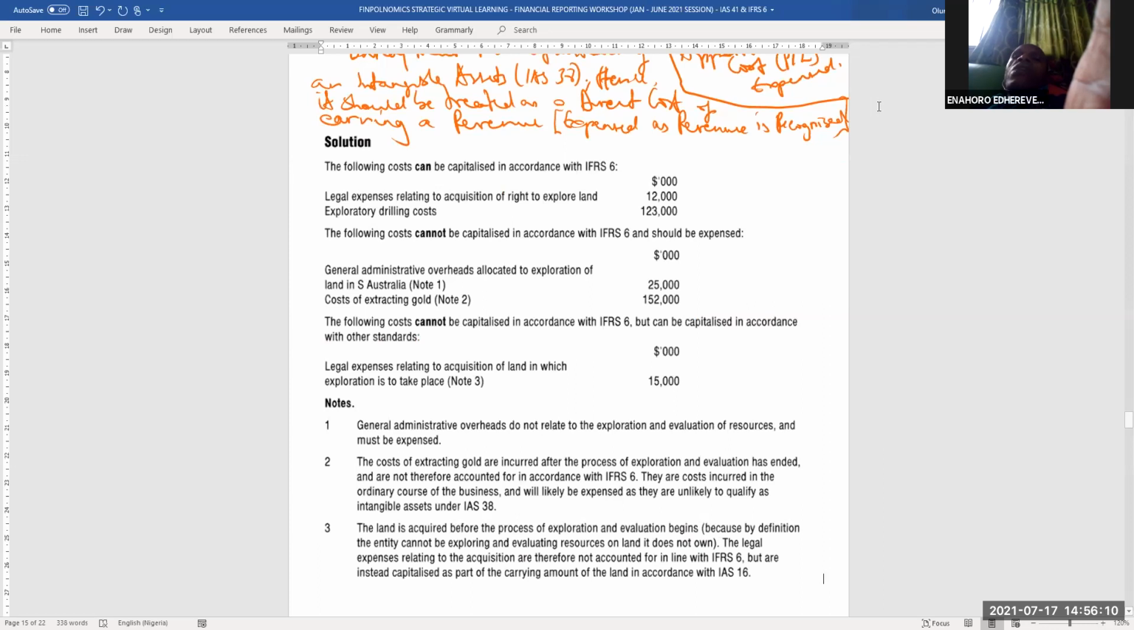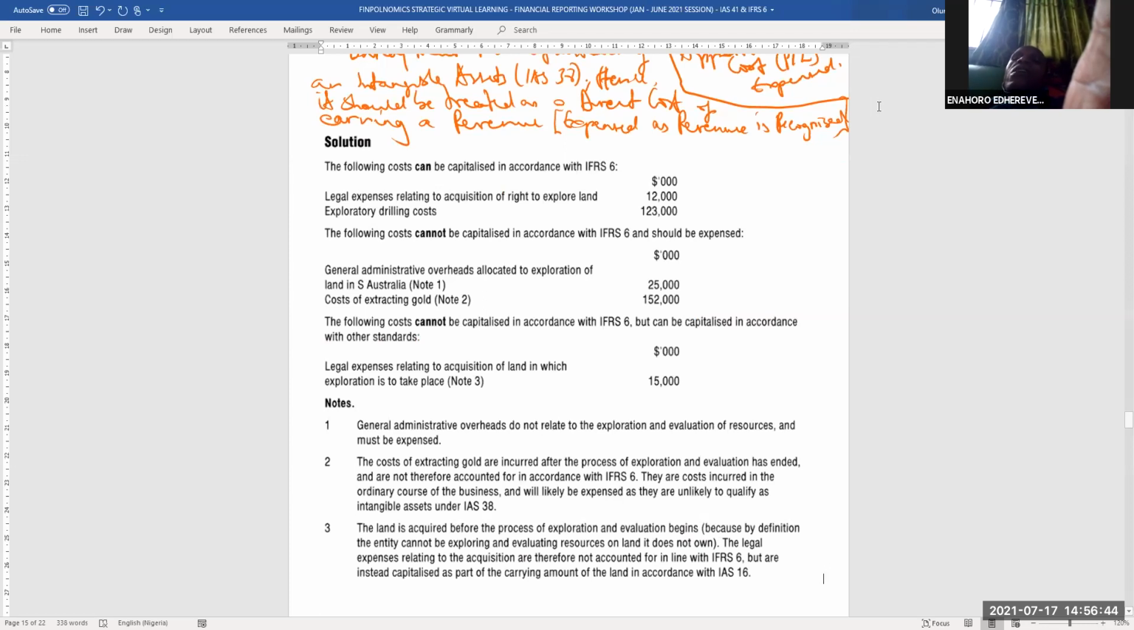1, general administrative overhead do not relate to the exploration and evaluation of resources and must be expensed. 2, the cost of extracting gold are incurred after the process of exploration and evaluation has ended and are therefore not accounted for in accordance with IFRS 6. They are costs incurred in the ordinary course of a business and will likely be expensed as they are unlikely to qualify as intangible assets under IAS 38.